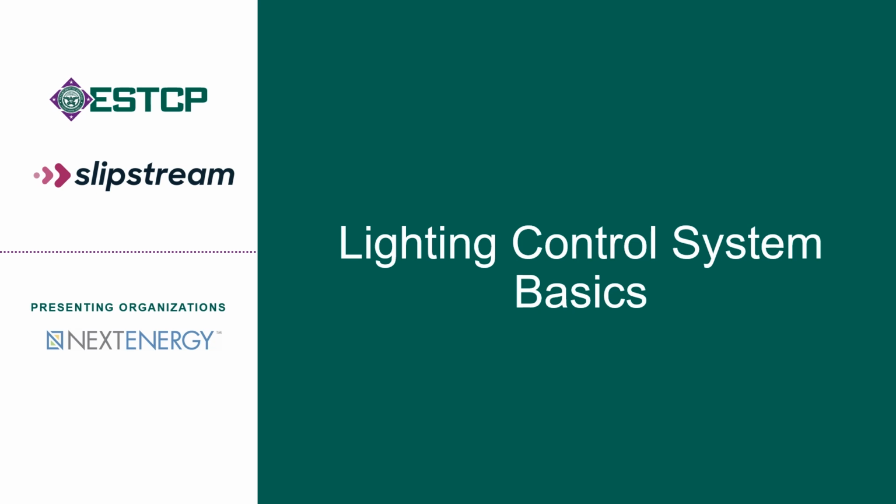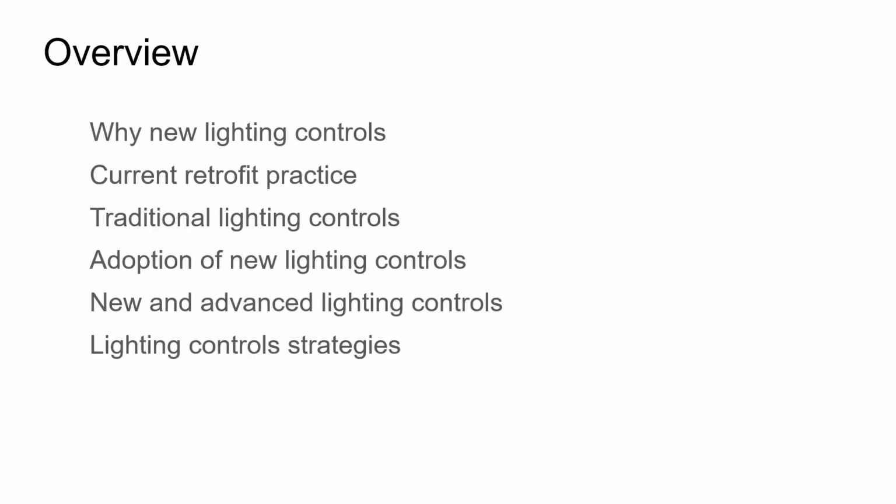This module on the fundamentals of lighting control systems is one in a series of 16 modules on advanced lighting controls. This module covers the fundamentals of lighting controls. Here we will look at why, as designers, managers, and users, we are interested in lighting controls. We'll cover traditional lighting controls, barriers to the adoption of new lighting controls, advanced lighting controls, and finally, controls strategies.